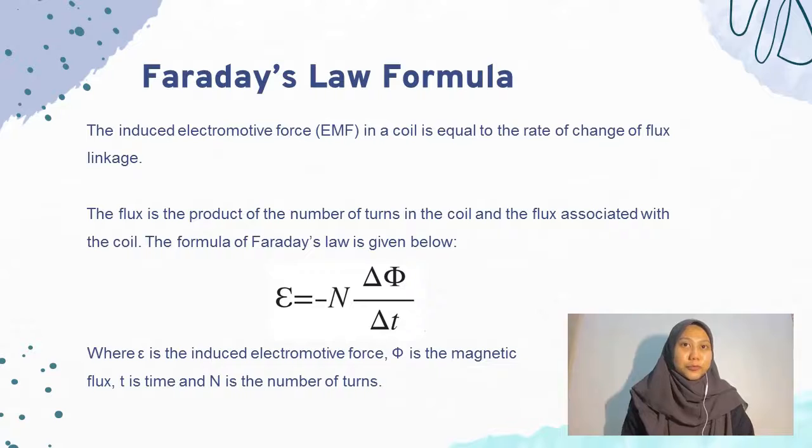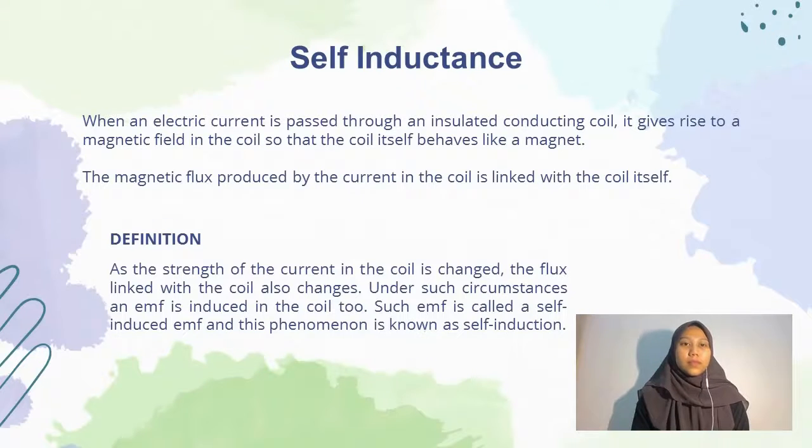Now, let's move to Faraday's law formula. The induced electromotive force, EMF, in a coil is equal to the rate of change of flux linkage. The flux linkage is the product of the number of turns in the coil and the flux associated with the coil. The formula of Faraday's law is given below. Induced electromotive force, EMF, equals the number of turns multiplied by the rate of change of magnetic flux with time.